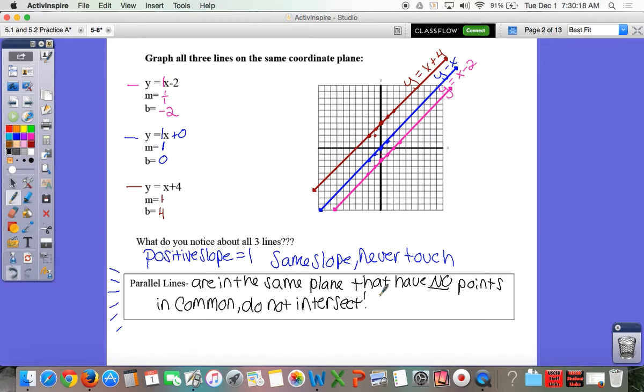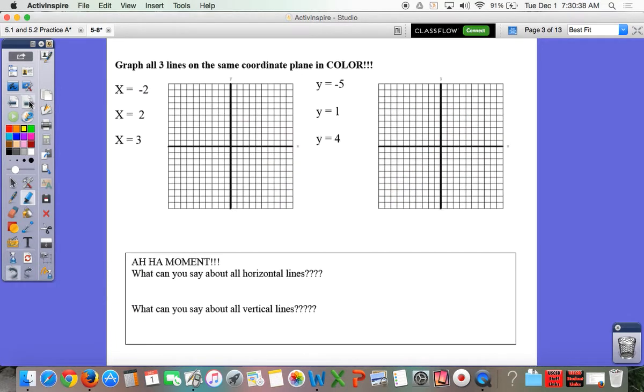They have the same slope. I'm going to highlight same slope because that's really the key of parallel lines, how you can tell that they have the same slope. Let's go to the next one.